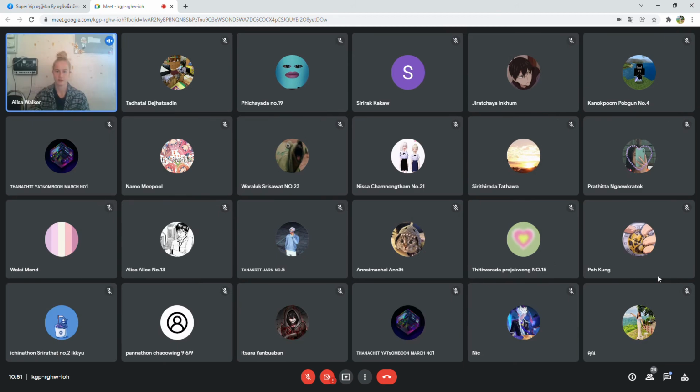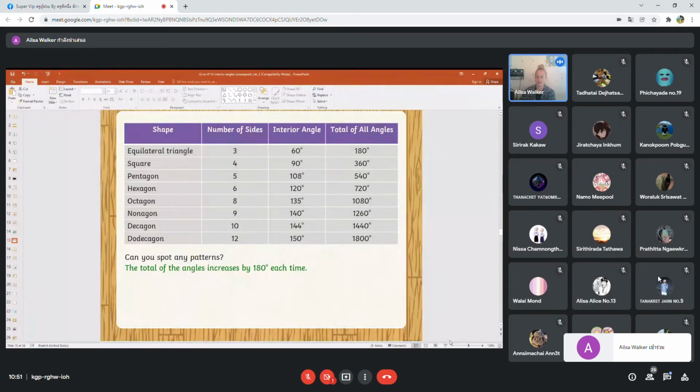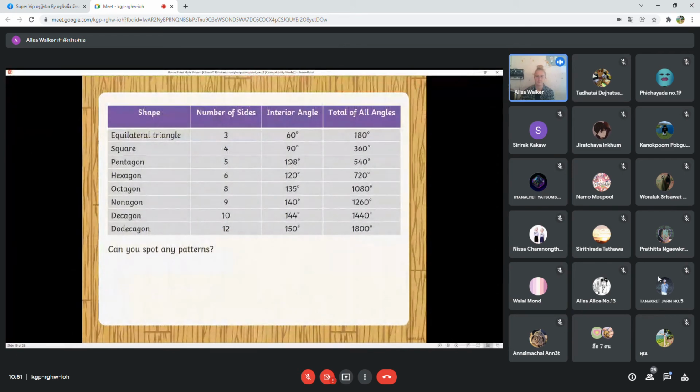So let's go back to this. So today we need to look at interior angles, okay? Interior angles of polygons. So here are some polygons that we just saw in the video. And it tells us how many sides. And we know in a polygon, the interior angles are all equal, okay? In a regular polygon, all the angles are equal. Okay, so for example, the equilateral triangle has 3 sides and 3 angles.